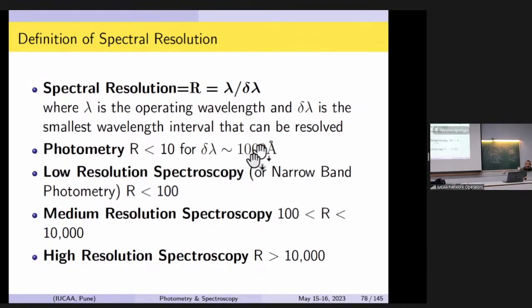And the next is medium resolution spectroscopy. Now R is between 100 and 10,000. Each of these we will see examples of. And last is high resolution, when R is very high, more than 10,000.